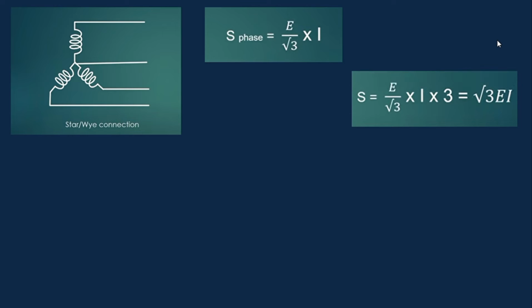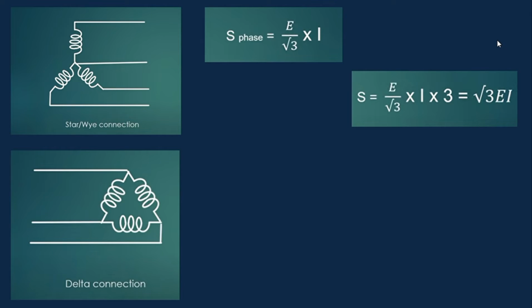Power transmitted by star and delta connection. Now, as we have studied the star and delta connection, a question can pop up: is the power transmitted by a star connection and the power transmitted by a delta connection the same or different? So let's find out. Consider the star connection winding phase. Apparently, the power transmitted by a single phase is given by this formula. To calculate the power transmitted by three phases, we multiply this by 3. So the result will be this.